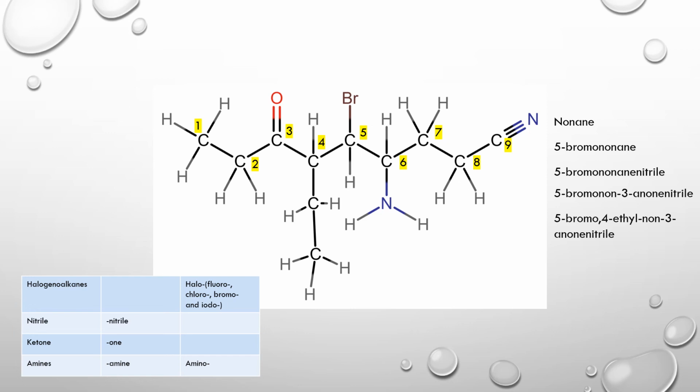We're next going to have a look at the ethyl group, 5-bromo-4-ethyl non-3-anone nitrile. Then we're going to put in the final functional group that we've got today. We've got our amine group. So we can have 5-bromo-4-ethyl 7-amino non-3-anone 9-nitrile. Whilst I have missed that 9 out, we do need to put it in, as we need to specify which end the nitrile is located in the chain.